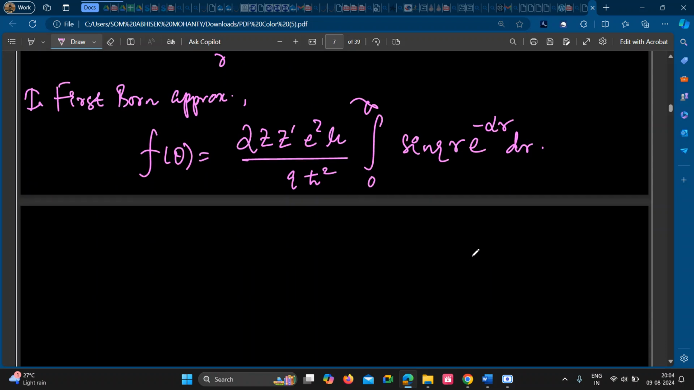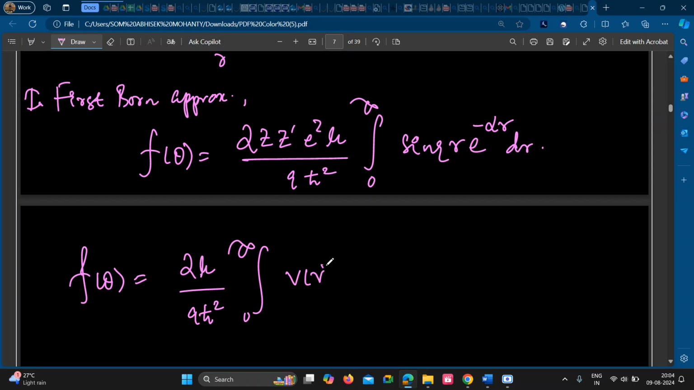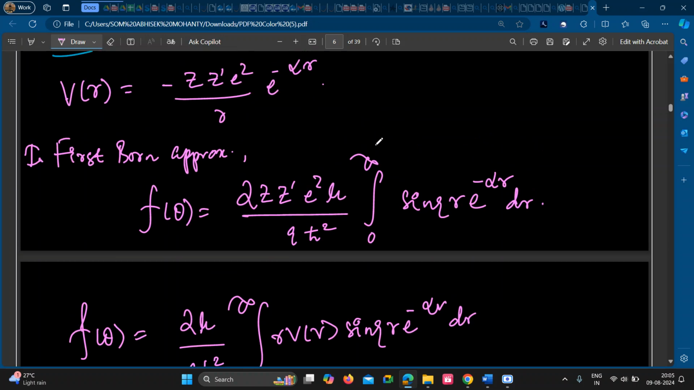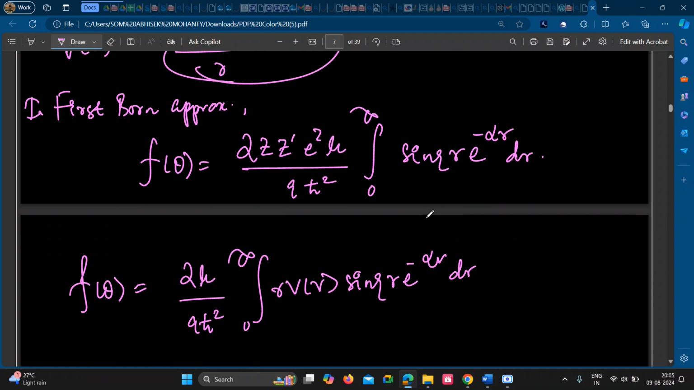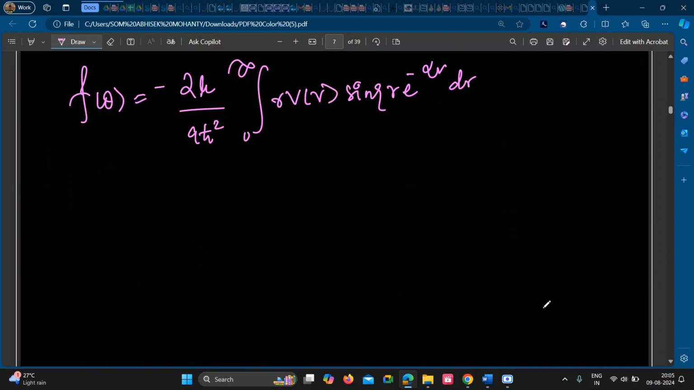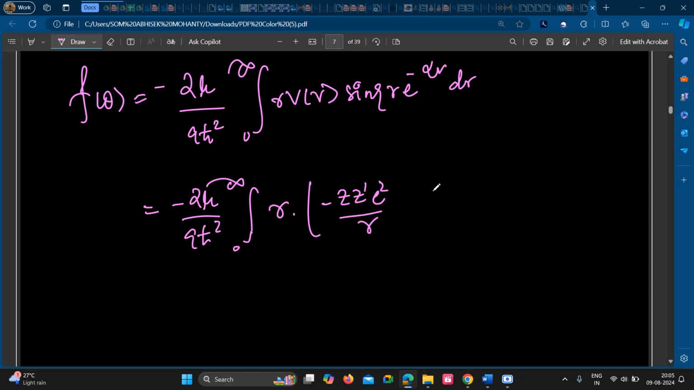Actually, the formula is f theta is equal to 2 mu by q h cut square, integration 0 to infinity, r V(r) sine qr dr. So I've just put it directly and written it here. If you see, if you put the potential now, sorry, minus is there also. So now let's put the potential. Minus 2 mu by q h cut square, integration 0 to infinity, r into V(r). What is V(r) given? Minus z dash e square by r, e to the power minus alpha r.